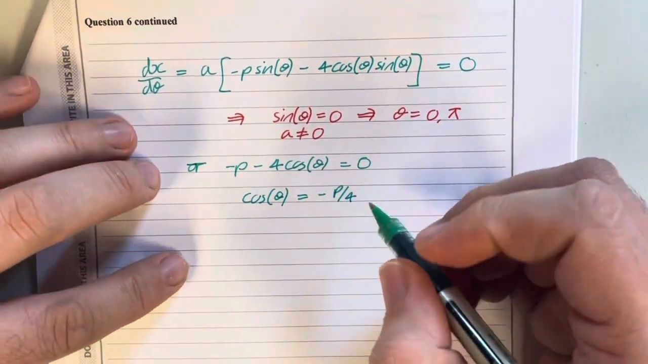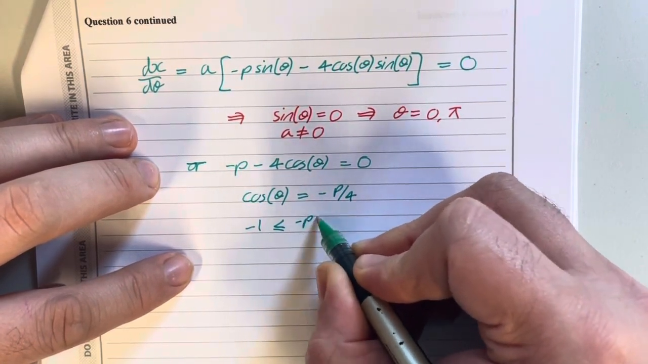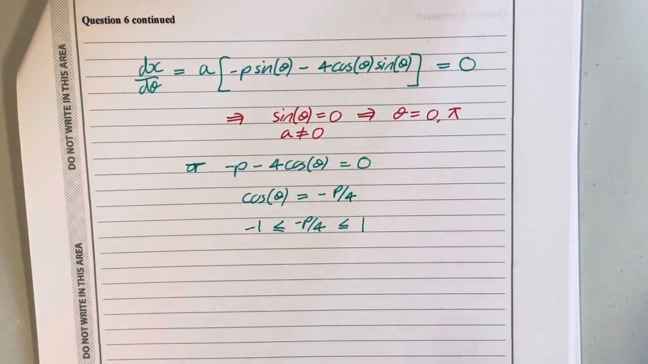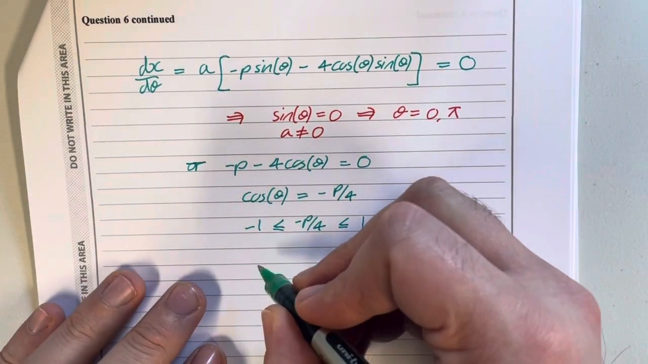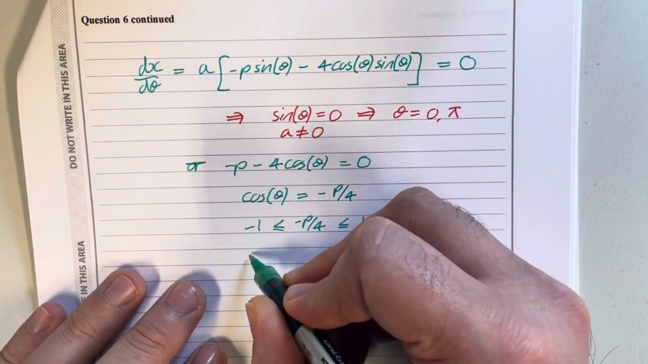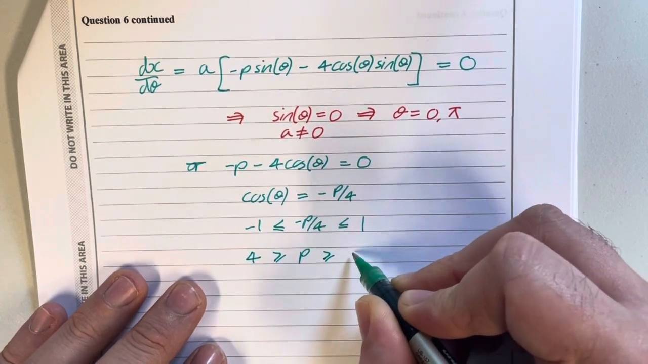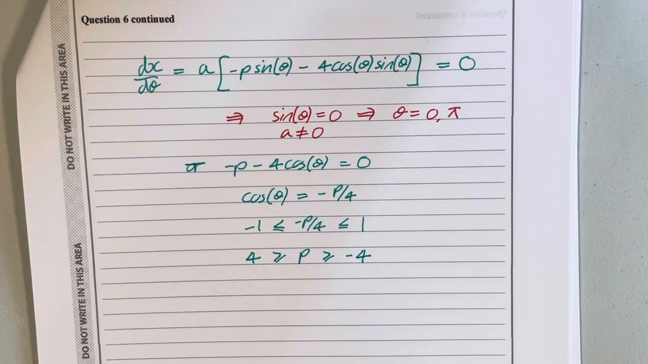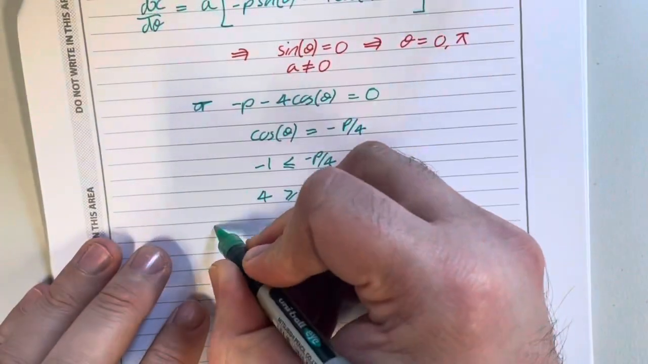Therefore, this must lie between minus 1 and 1. So minus 1 is less than or equal to minus P on 4 is less than or equal to positive 1. Otherwise, I wouldn't have any solutions because it's a cosine function. And if I times it by minus 4, I end up with 4 is greater than or equal to P is greater than or equal to minus 4. Okay, so P therefore must lie between 4 and minus 4. But we are already told that P is bigger than 2.